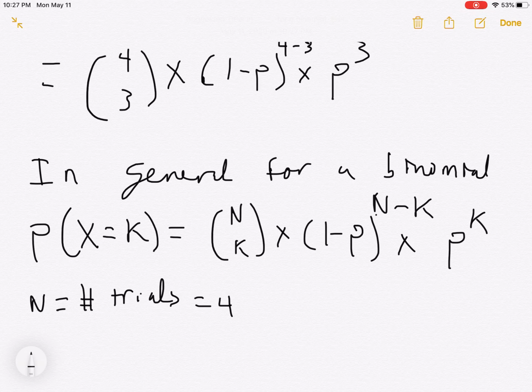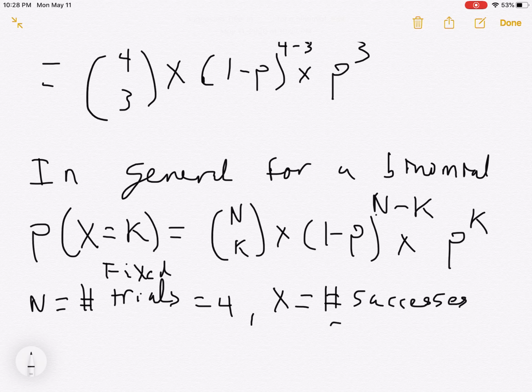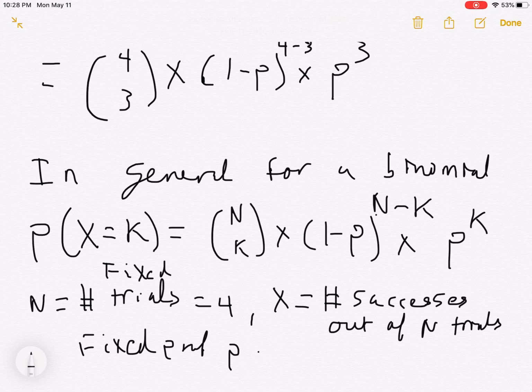So in this setting, I need the number of trials, and those are a fixed number of trials ahead of time. X is equal to the number of successes out of n trials. I need a fixed probability p of success.